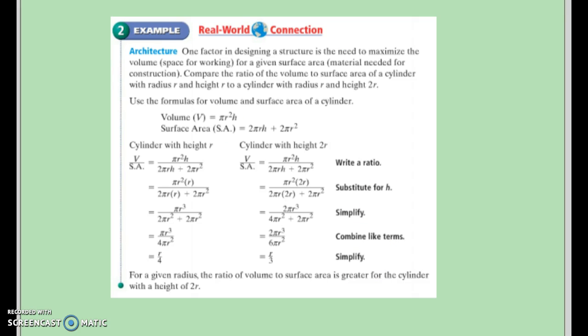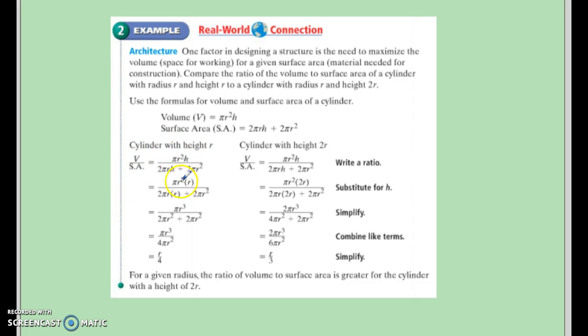So let's look at another example. One factor in designing a structure is the need to maximize the volume, which is the space we're working with, for a given surface area. So we're going to compare the ratio of the volume to the surface area of a cylinder with radius r and height r to a cylinder with radius r and height 2r. So here are my volume and surface area formulas. I want to compare volume over surface area.